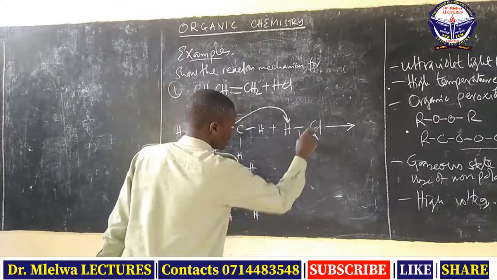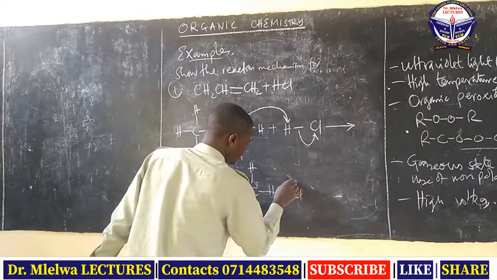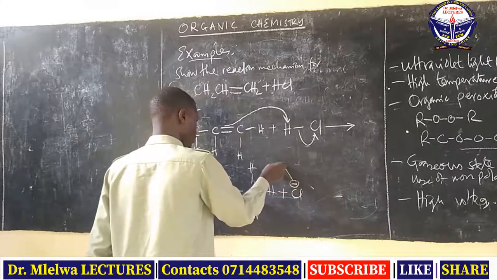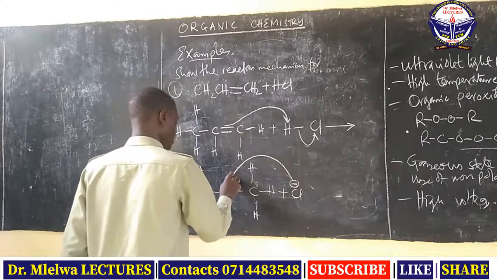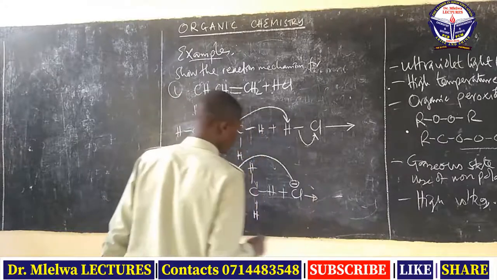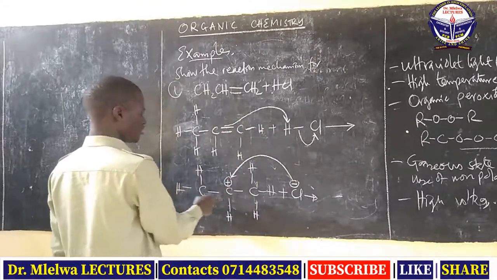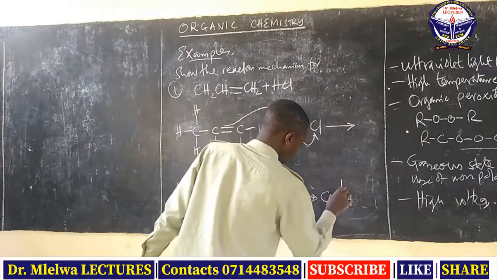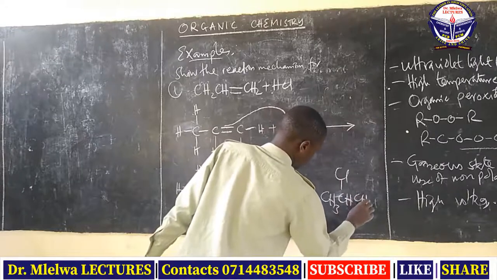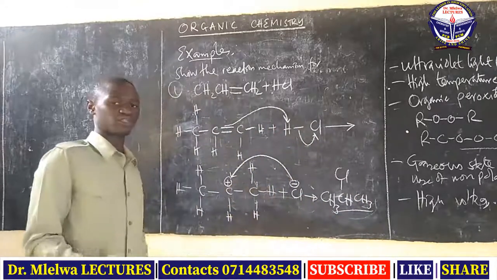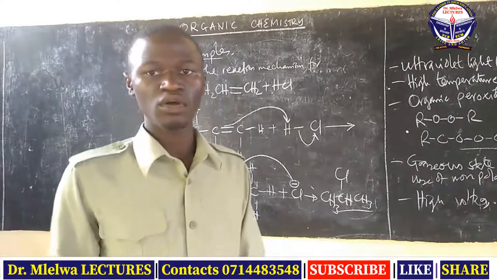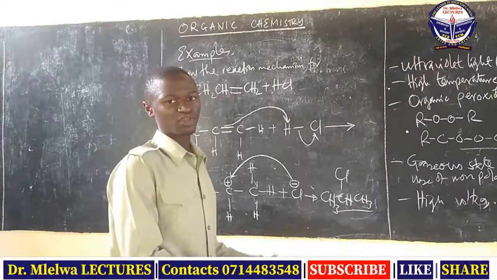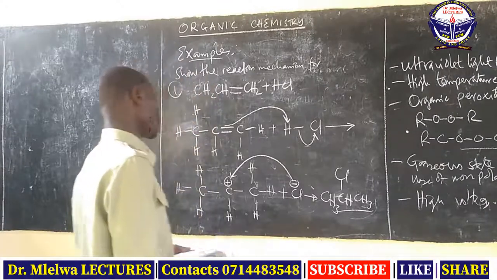And then this one shall gain electrons. Then the last step, we will form the final product. Chlorine is going to attach, so it acquires CH3, CHCl, and CH3. That will be the final product of our reaction, which is 2-chloropropane. So this is the reaction mechanism of how the first product is formed.